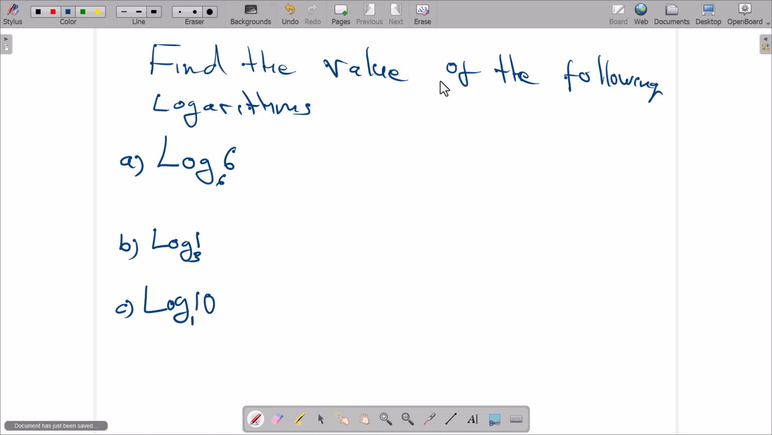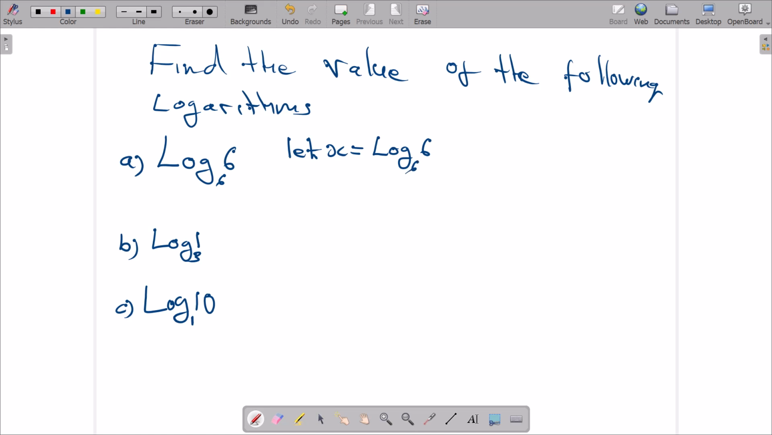So in logarithms, sometimes you might find questions in which they want you to find the value of the logarithm. After being given a logarithm, for example, in this case, you are given log 6 base 6. What you do when you are solving questions like this is create an equation by letting x be equal to log 6 base 6.